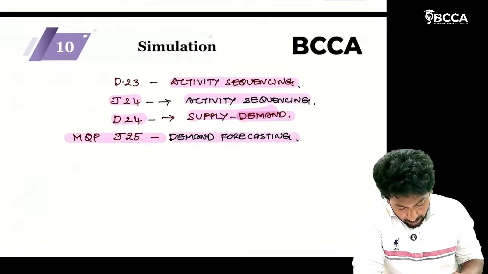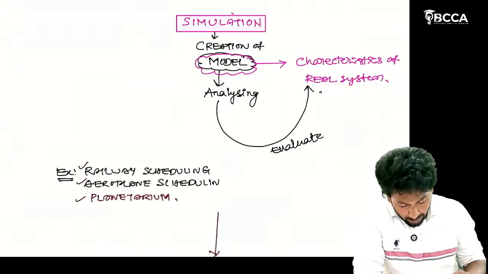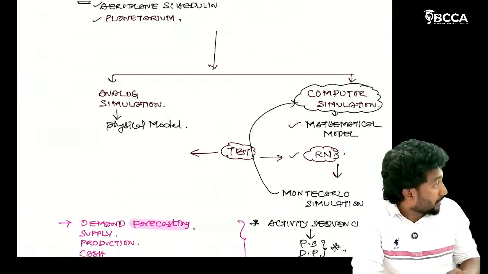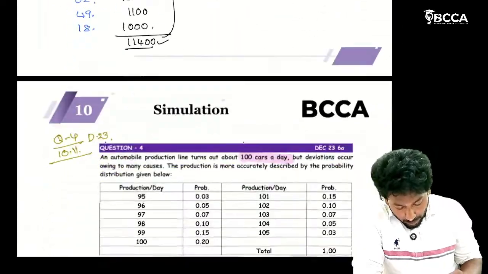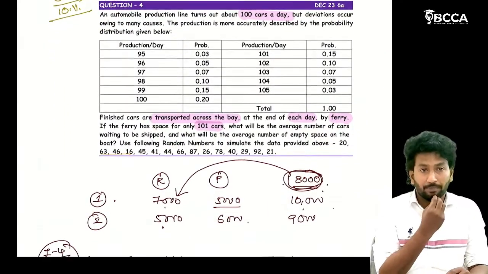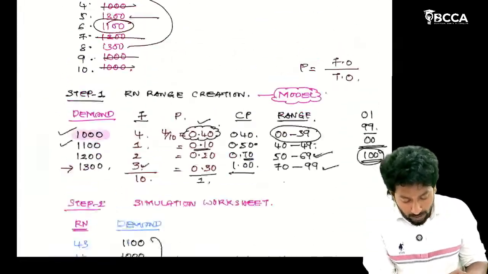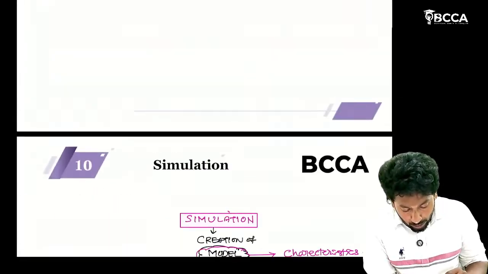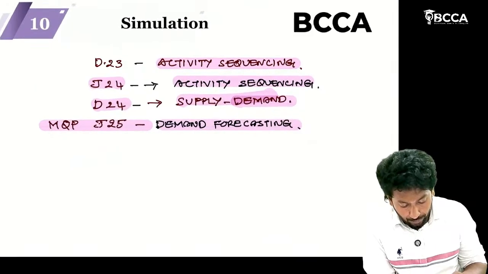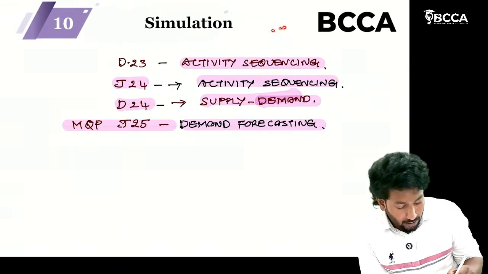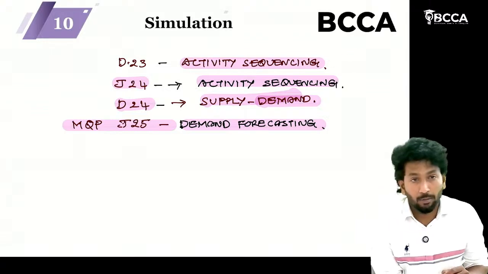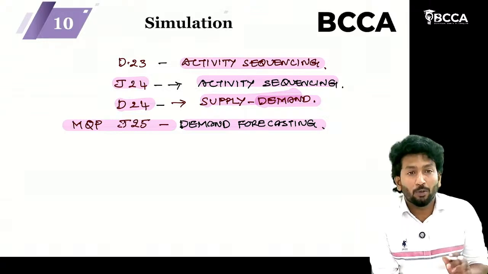In yesterday's class we started with simulation and discussed some basics, and coming to Monte Carlo simulation we discussed one example and then solved some problems. The most important questions in the simulation chapter: in 2 attempts they have asked activity sequencing problems, so that is one of the most important problems.